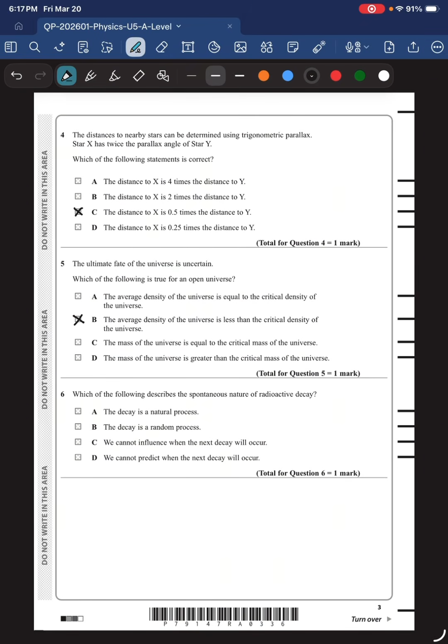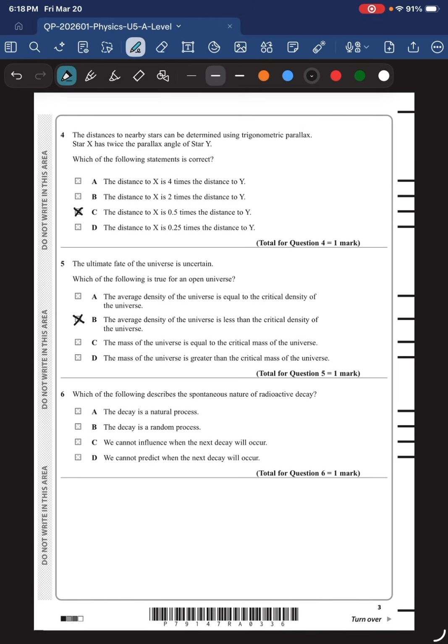Because then the gravitational attraction will never be able to counteract the outwards expansion, so it will keep expanding forever, which is what open universe means. C, the mass of the universe is equal to the critical mass of the universe. No. D, the mass of the universe is greater than the critical mass of the universe.